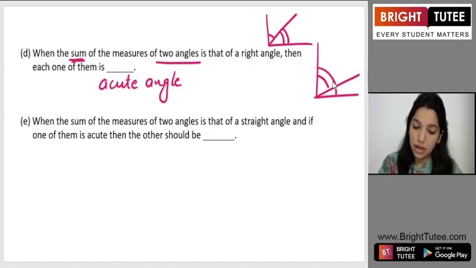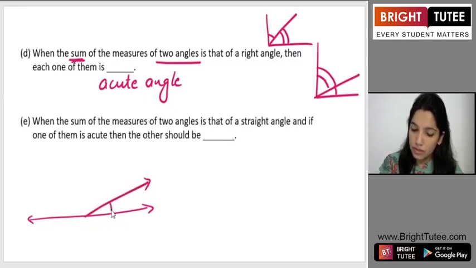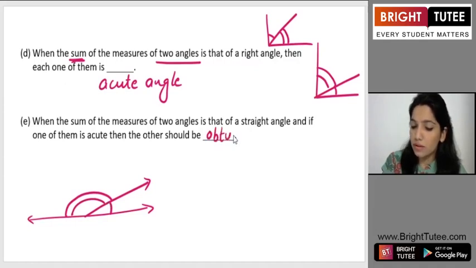The last one says, when the sum of the measures of two angles is that of a straight angle, and if one of them is acute, then the other one should be. Let's do this one by drawing. We have a straight angle and they are saying that the sum of two angles forms a straight angle. If one of them is acute, say this one, this is the acute angle, right? So what is the measure of the other angle? What is this angle? This particular angle is an obtuse angle. Is this right? I hope this is clear.